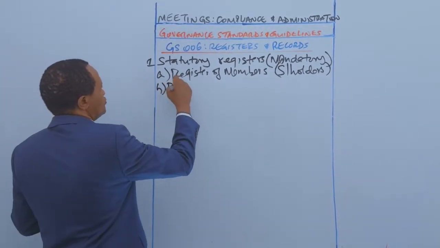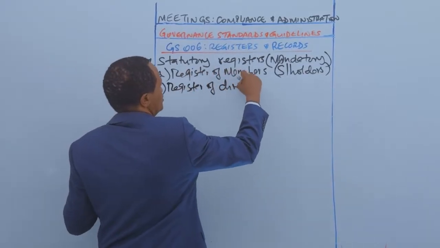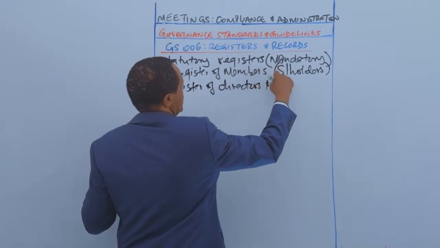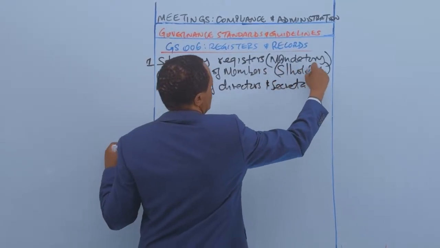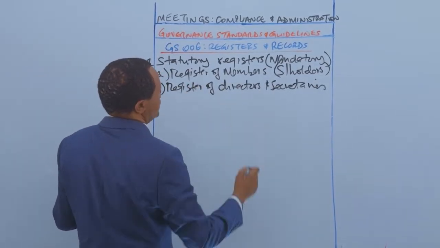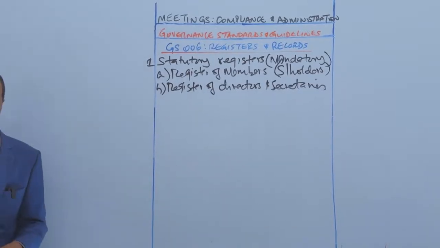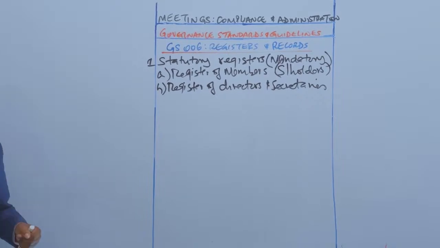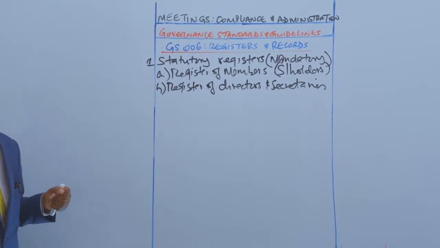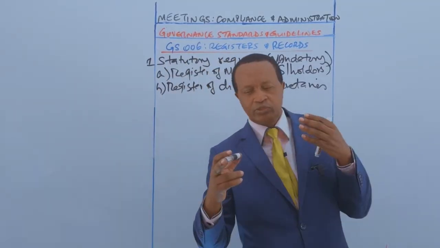Register of directors and secretaries. These are the officers of the company. This register details the leadership. It provides the details of the leadership, including their names, their addresses, their dates of appointment, and also resignation.